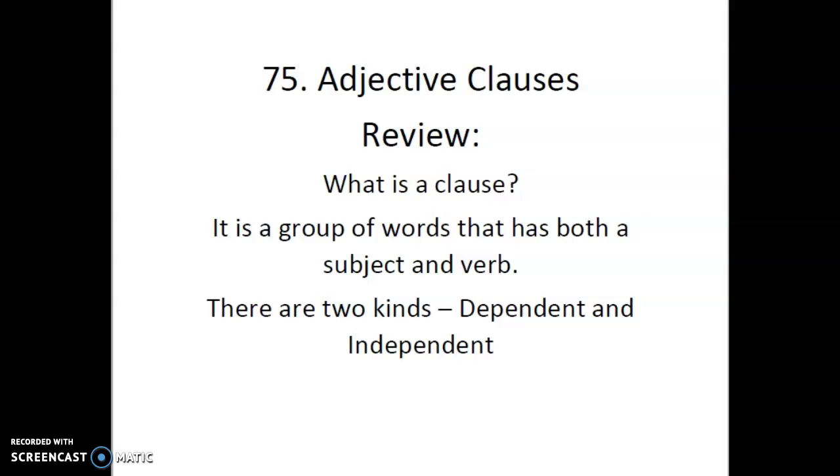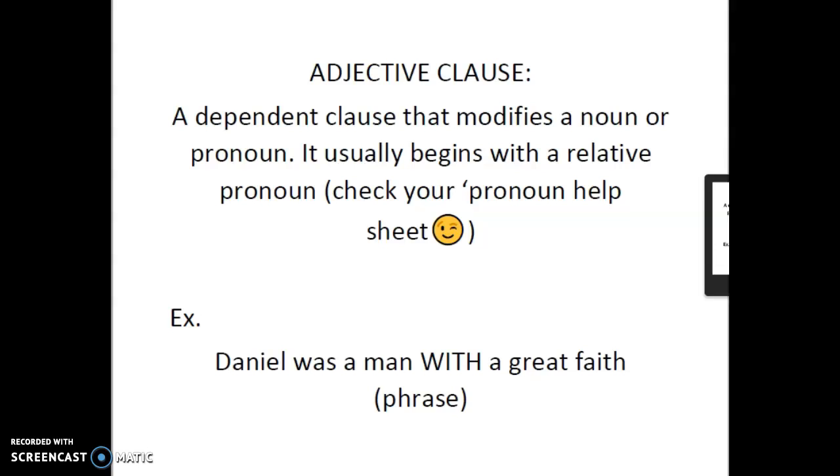That's going to really help, because as we move on, we're not in the noun chapter anymore, we're in the adjective chapter. And so as we start talking about adjectives, we are going to be talking about dependent clauses only. So, just the general review, what is a clause? It is a group of words that has both a subject and a verb, and there are 2 kinds, dependent and independent. All right, I'm moving to the second of the slides. And so we're going to be talking about just the adjective clause, not the noun clause anymore.